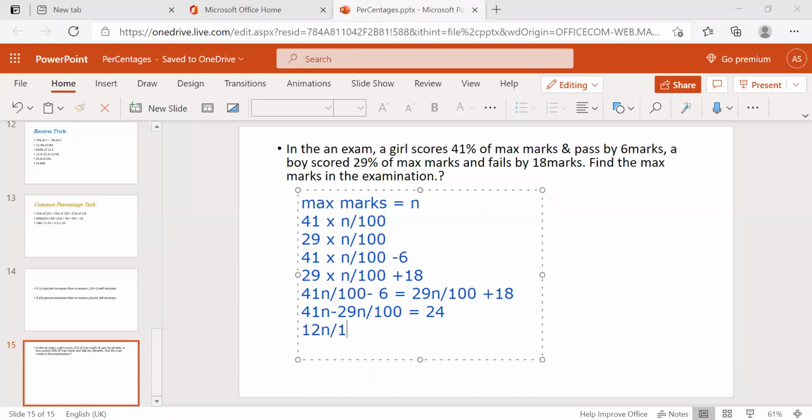And it's nothing but 12n by 100 equal to 24. Then cancelling 12 ones and 12 twos, that is 2 into 100. So n equal to 200. So the maximum marks is 200, right? Is it clear? They are asking to find the maximum marks in the examination. We found 200. Just keep this aside.